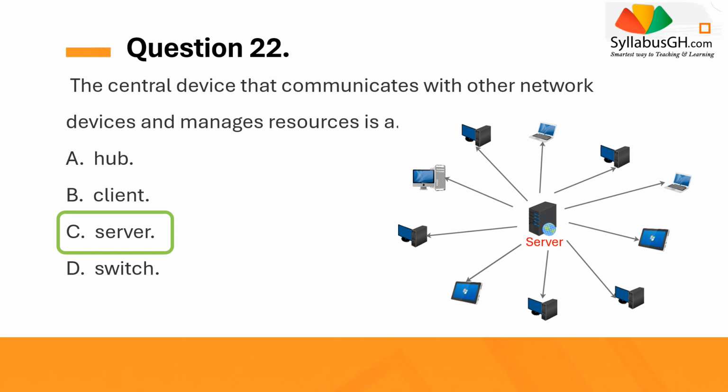A hub is a basic device that connects multiple devices in a network but does not manage resources or direct traffic intelligently. A client is a device that accesses resources provided by the server. A switch connects devices within a network and directs data based on MAC addresses, but does not manage resources like a server does.